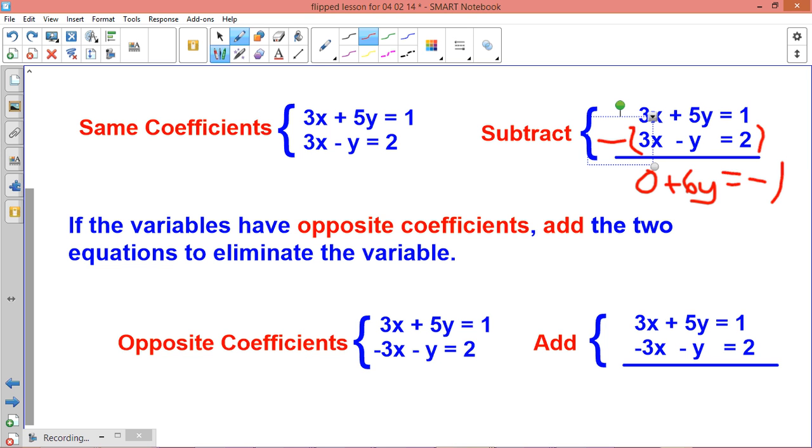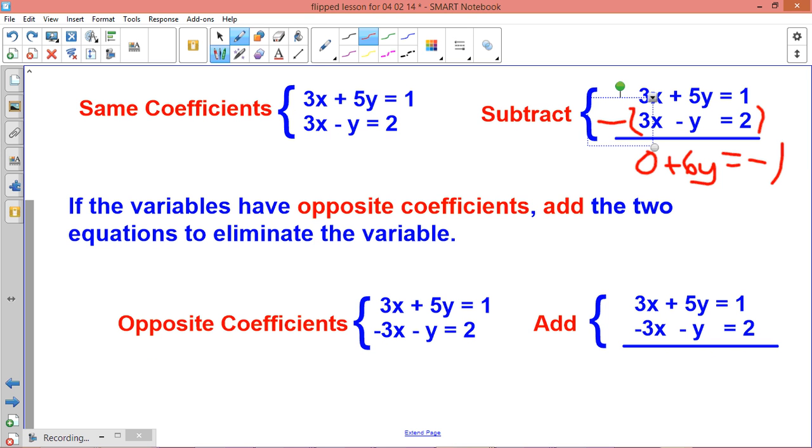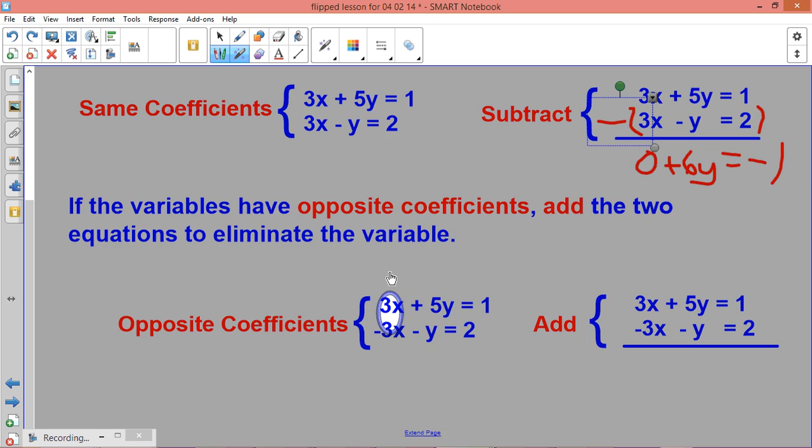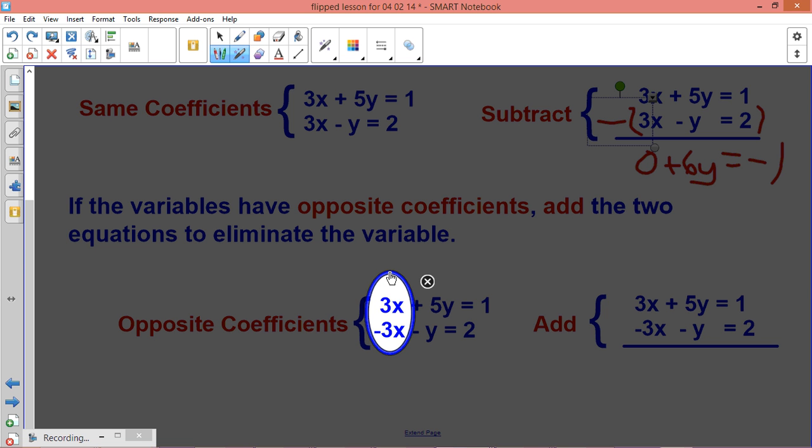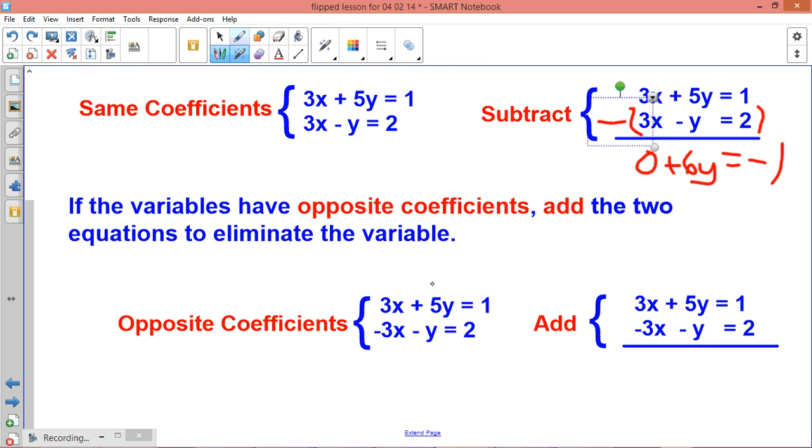Now, when we have opposite coefficients, what we do is we add the two equations. That's actually the easier one. Notice here, now I have 3x and minus 3x. So what I'm going to do is add both equations. That one's easier because then these signs don't really change any. I've just got 3x.